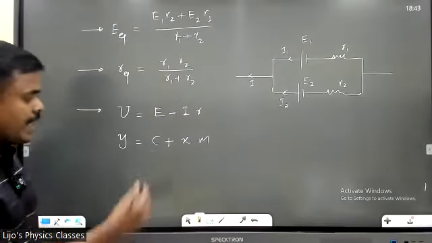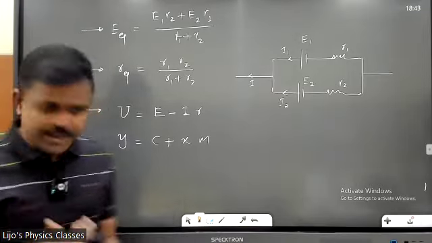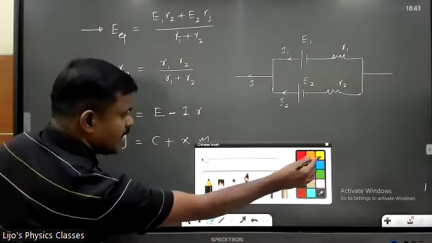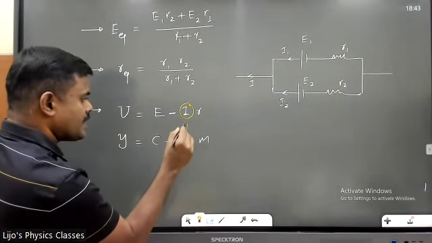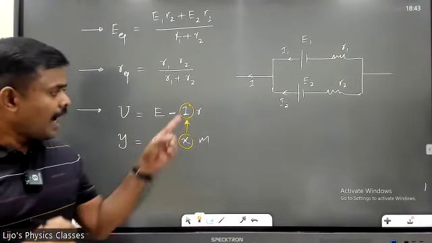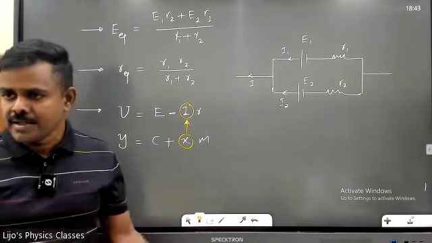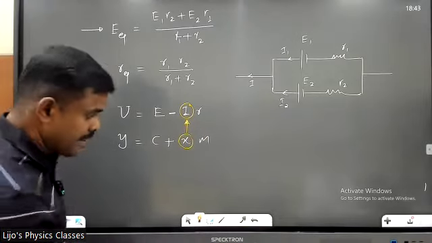Y is equal to mx plus c. Choice of variable is mine. Look at this yellow circle. What is in place of the yellow circle? It is current, which means I'm planning to take I on the x-axis. Understood? I'm planning to take current on the x-axis. Got it? Then what else?